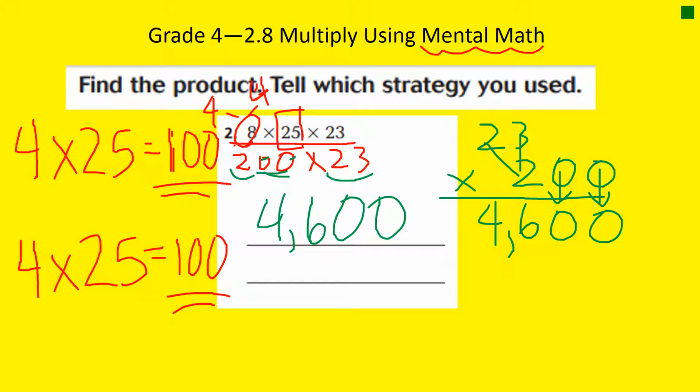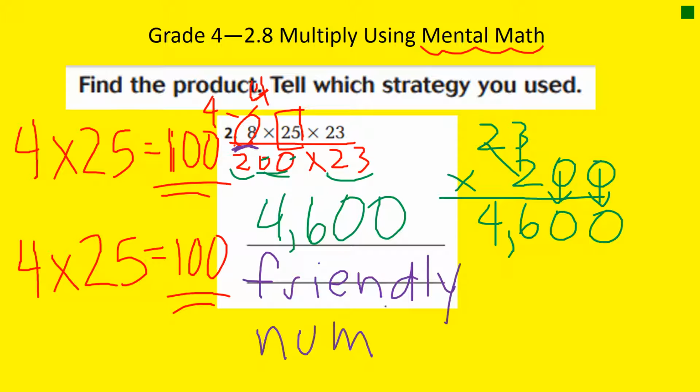And the strategy that we used, well, we could call it the halving strategy, halving. We took half of 8, but I'm going to go with friendly numbers because I looked at 25 as a friendly number. Okay? All right, moving on.